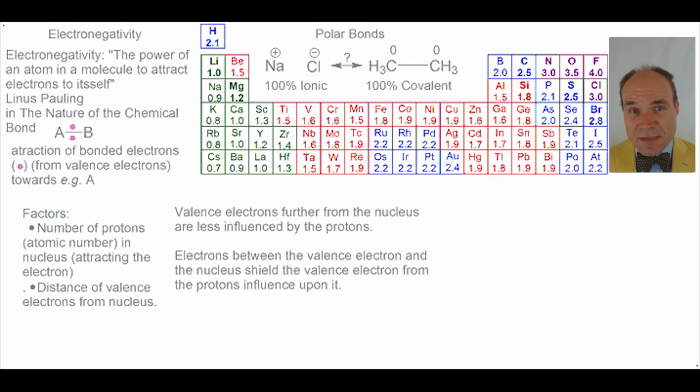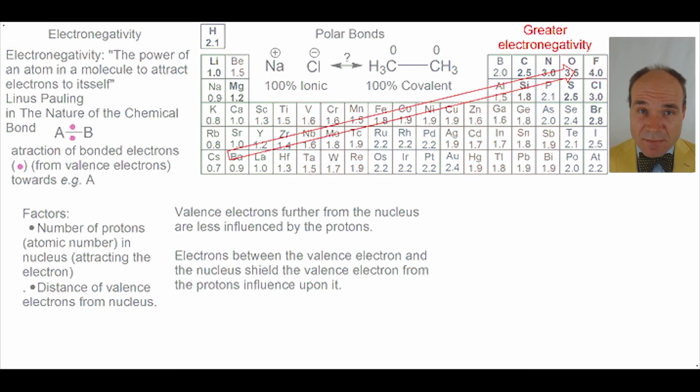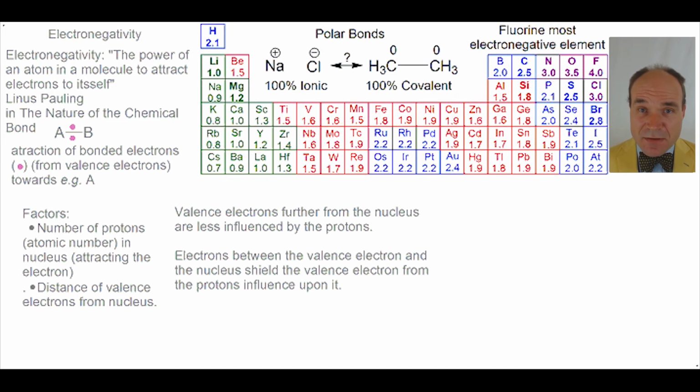Now, if we consider the periodic table as a whole, you'll notice that the smallest numbers are at the bottom towards the left. The largest numbers are towards the top and towards the right. This would make fluorine the strongest electronegative atom. And you'll see that it has a number of 4. There is no number larger than 4.0 on the table.